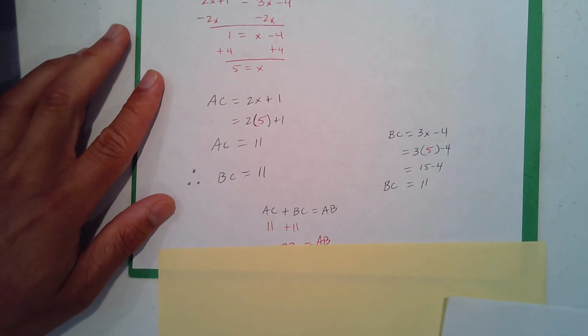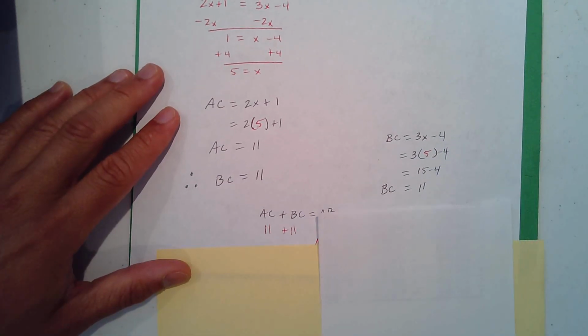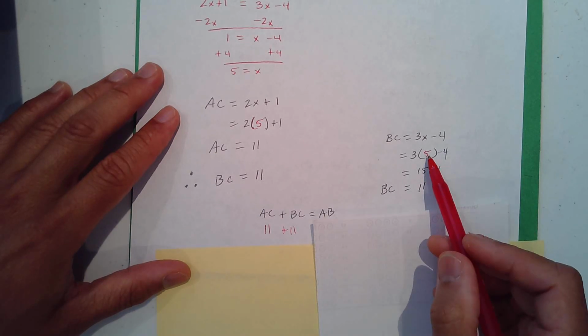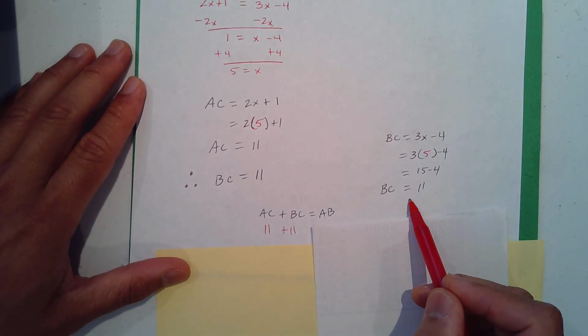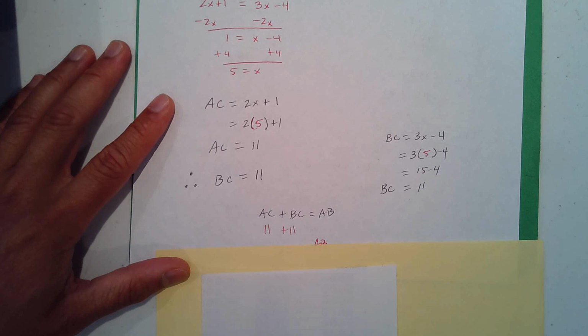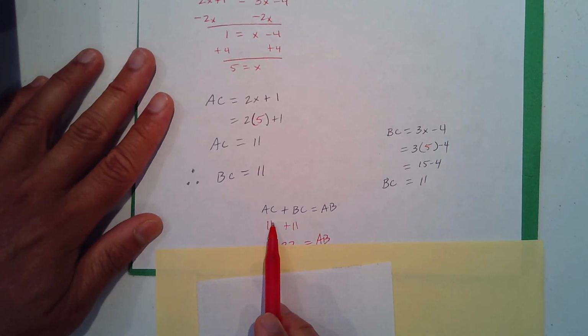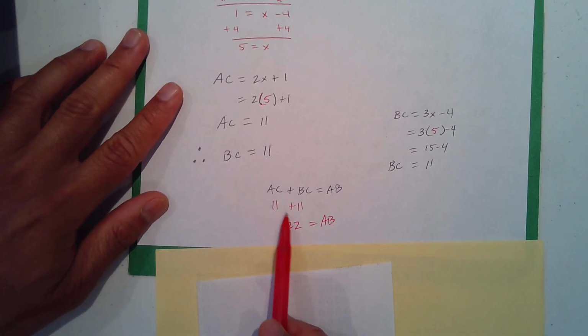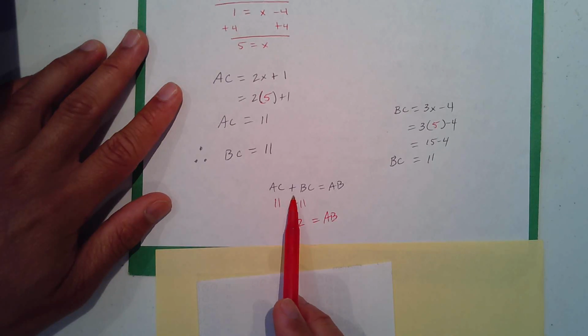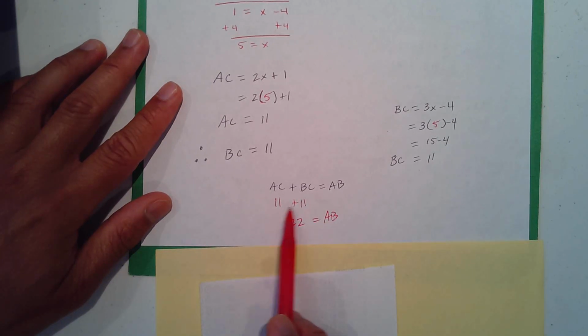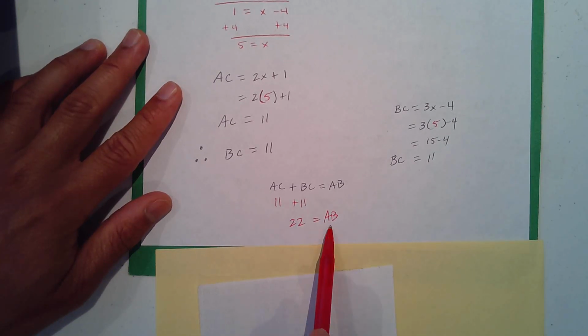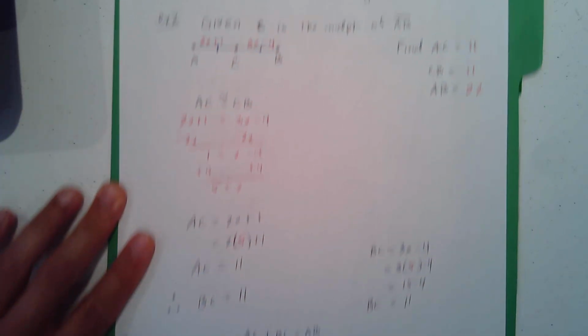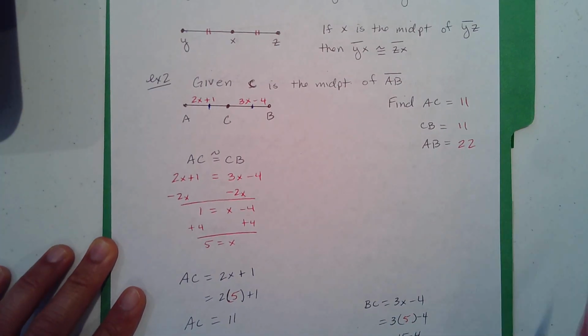Okay, so here's the work. If you want to check BC, that's fine. Substitute 5 for x, and you'll notice we still get 11. We did segment addition from the last lesson. So we know AC plus BC is equal to AB. 11 plus 11 is 22. Therefore, AB is 22. So there are the answers.